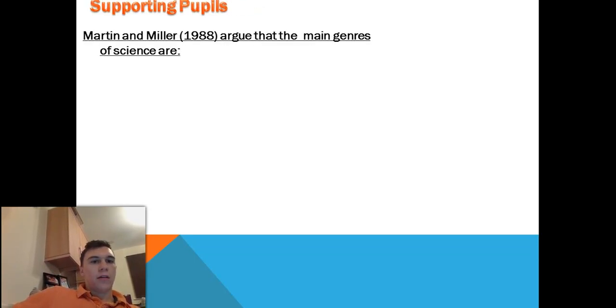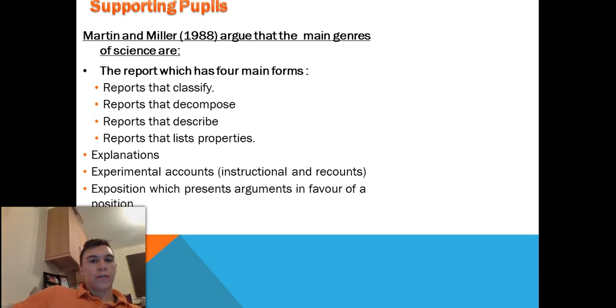Supporting pupils. Martin and Miller argue that the main genres of science are the report, which has four main forms: reports that clarify, reports that decompose, reports that describe, and reports that list properties. Secondly, explanations. Thirdly, experimental accounts, both instrumental and recounts. Exposition, which presents arguments in favour of the position.